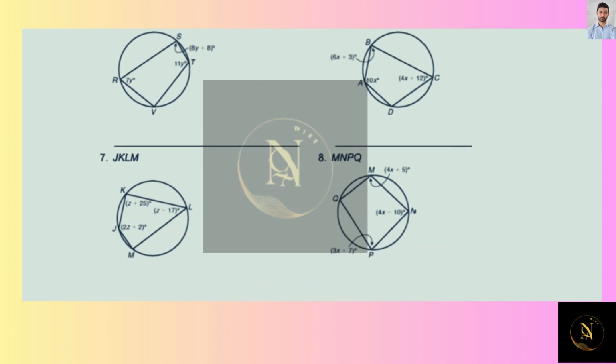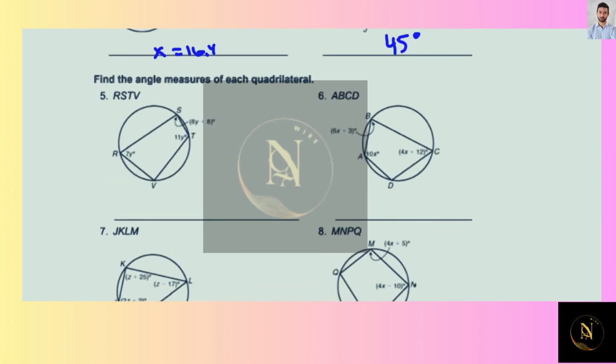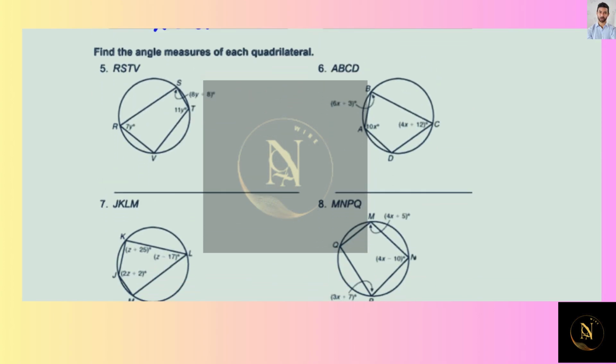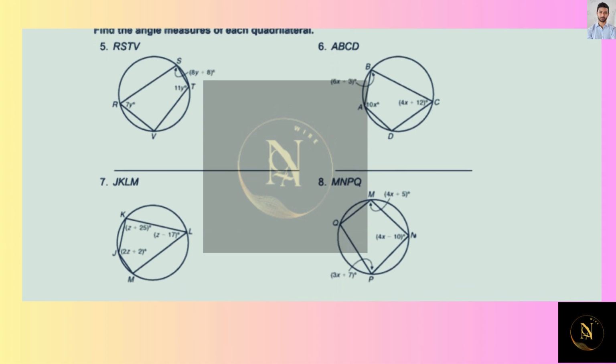In the next several questions, I'll do number 5 to completion, but the rule of what's going on, the property, is that opposite angles of a quadrilateral that's inscribed in a circle are supplementary. It's because together the angles span the entire circle, which is 360 degrees. But they're on the circle, the angles, so they're half of that.